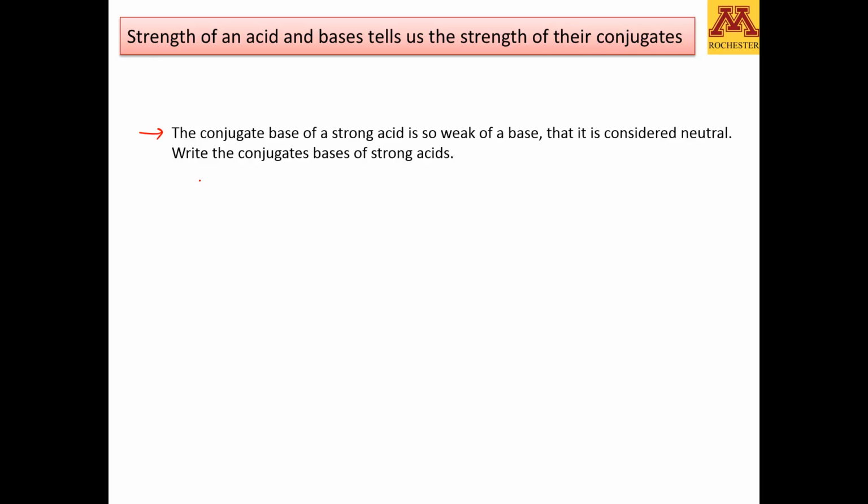That means that if hydrogen chloride is the acid, chloride is the conjugate base. That means that chloride is such a weak base that it is considered neutral. In other words, when you mix it with water, do not expect it to behave like an acid, like a base, excuse me, because hydrochloric acid is very strong. Okay, so it's neutral. So let's write them all.